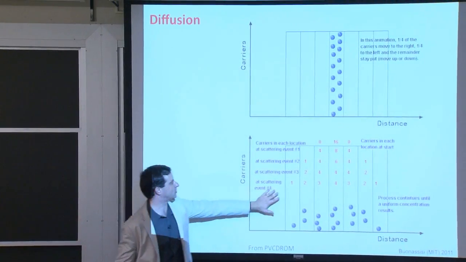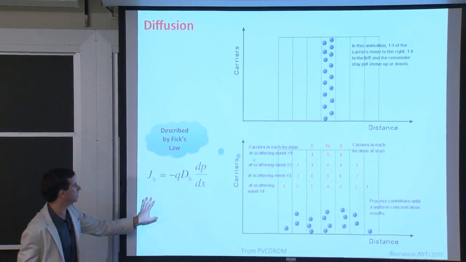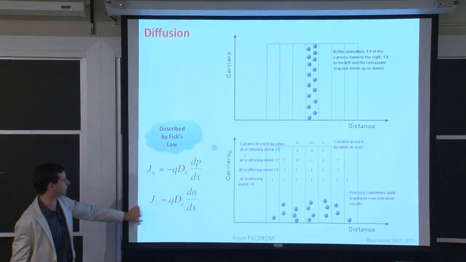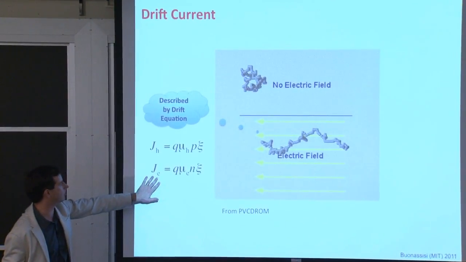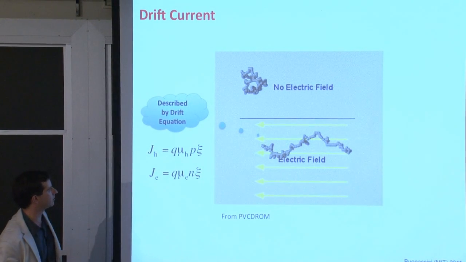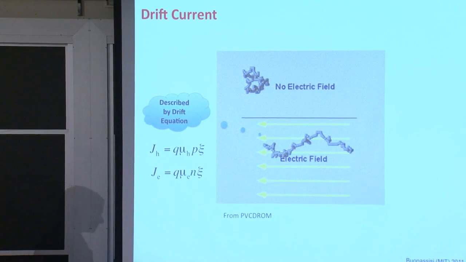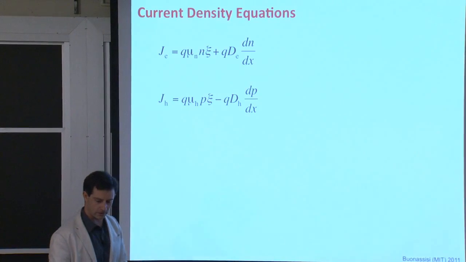We have the diffusion current. This is the essence of diffusion current. We talked about Fick's law as well for holes and for electrons. We have our drift current. We spoke about the nature of the drift current as well for holes and electrons. And we know that by combining the two, we can describe the net current flow across the p-n junction.